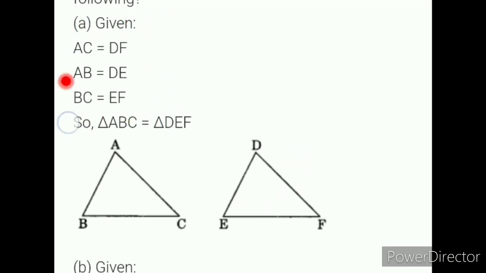First, given are sides or angles. You should identify. Right. AC equal to DF. What are they? Angles or sides? Good. They are sides, because 2 letters, 2 vertex names. AC equal to DF, AB equal to DE, BC equal to EF.